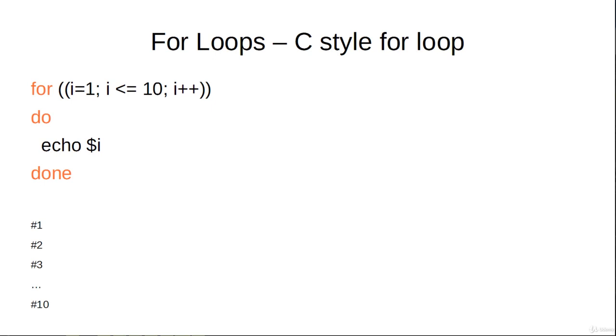We also have the possibility to use for loops in C style. Here we are using double parentheses and inside them we are setting the default value. So we are starting here with the variable I equal to 1. Then we have the loop control condition, so we will iterate through this for loop when the value of variable I is less than or equal to 10. And the last part is incrementing. That means at the end of each iteration, we are increasing the value of variable I by 1.